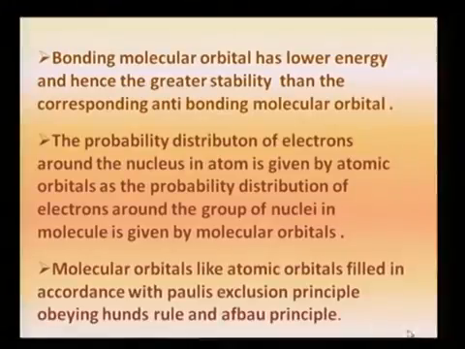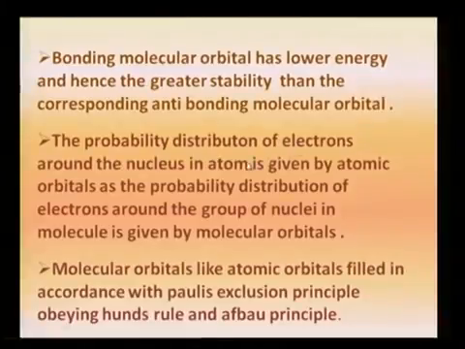The fifth salient feature of molecular orbital theory is that bonding molecular orbital has lower energy and hence greater stability than the corresponding anti-bonding molecular orbital. We already know energy is inversely proportional to stability. So, if bonding molecular orbital has lower energy, then it has greater stability than the corresponding anti-bonding molecular orbital.